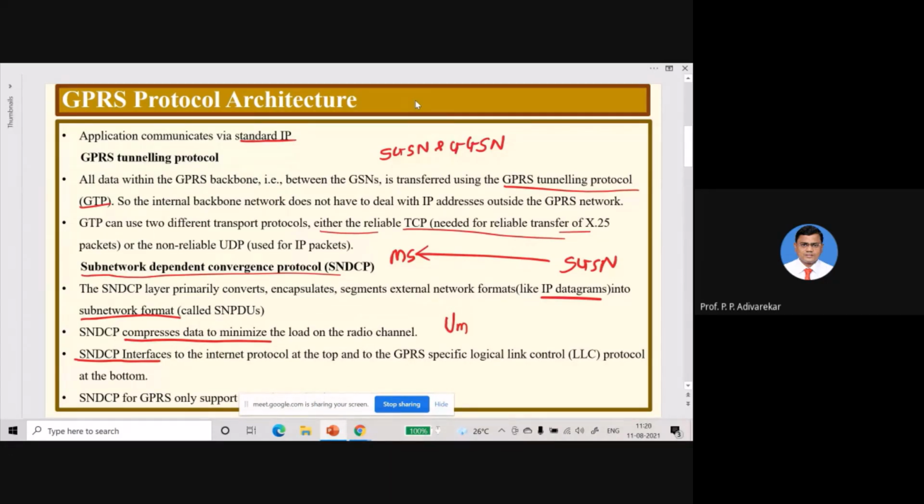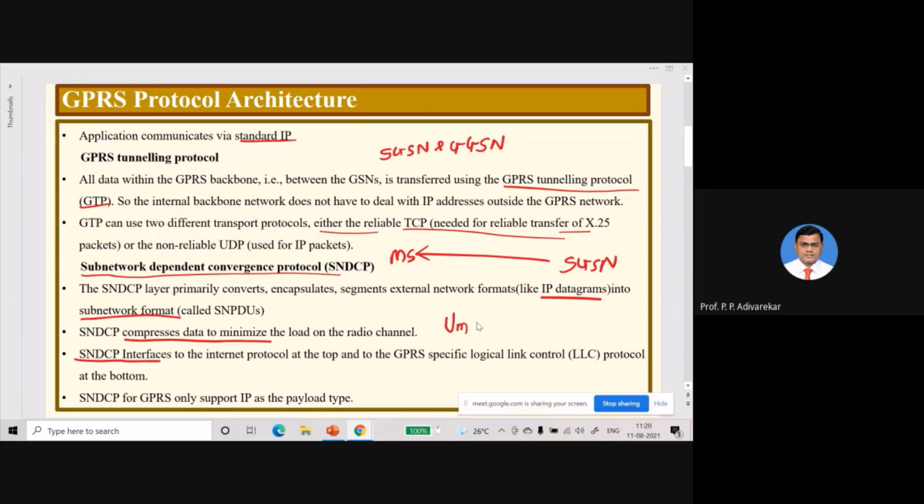So the external network does not have to worry where the data should be delivered, whether to a mobile handset or a general computer. SNDCP is taking care of all those things, like converting the IP packet into the local format, meaning all the formats required there.